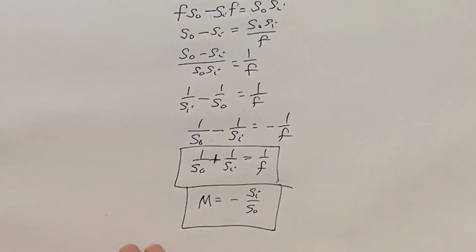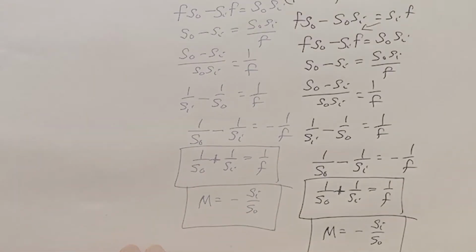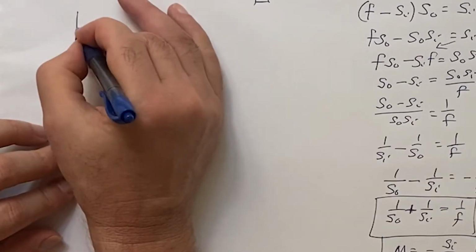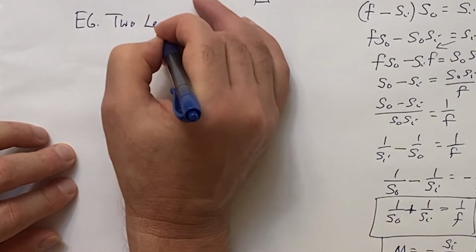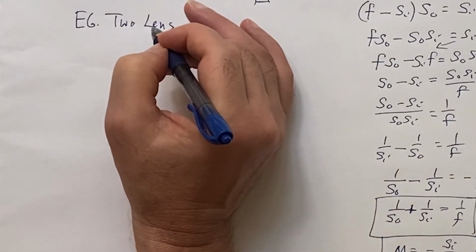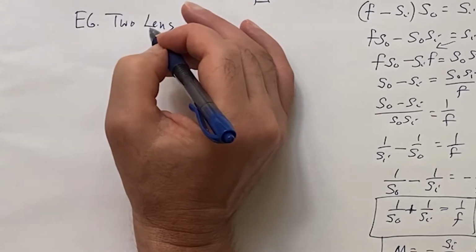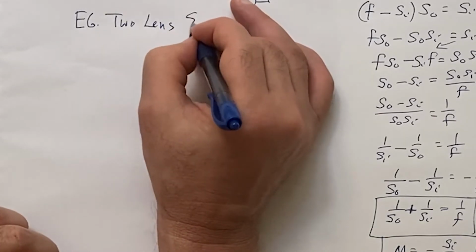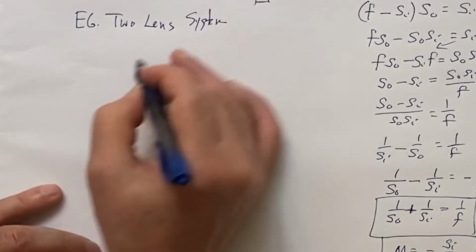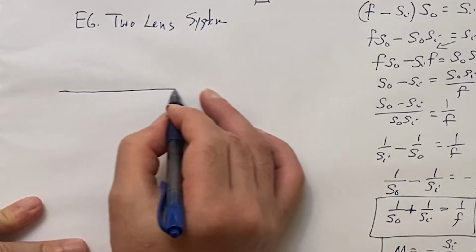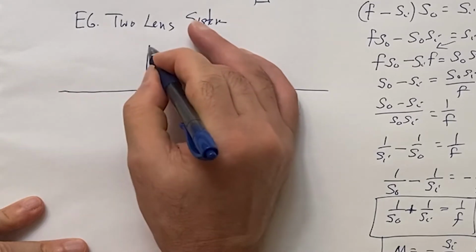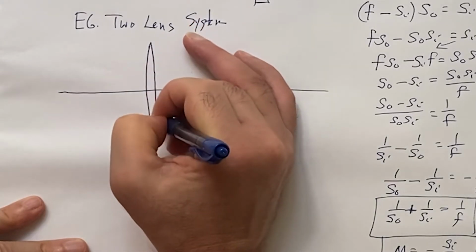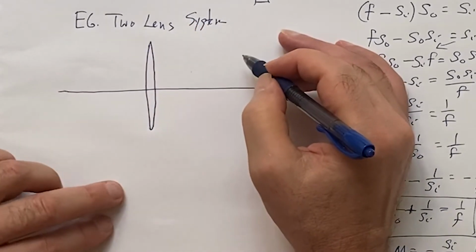The next section has to do with two-lens systems. All right, so let's look at this. E6, a two-lens system. So we're going to have, and here it does help to use graph paper. I'm not going to do that.